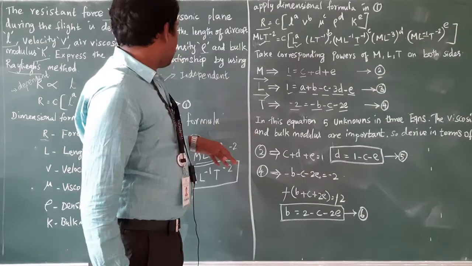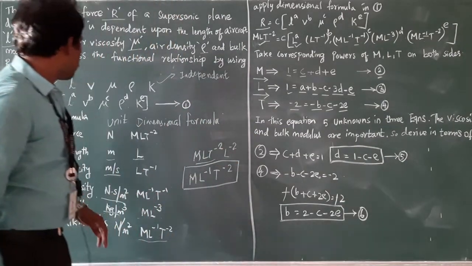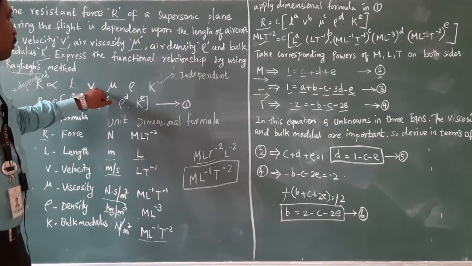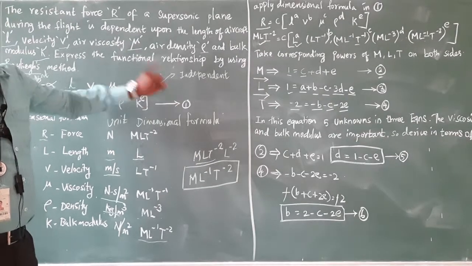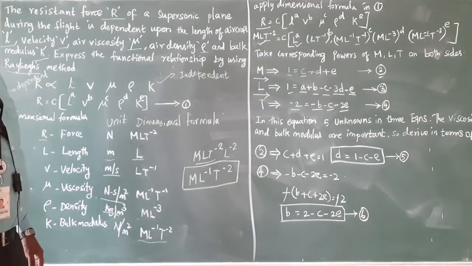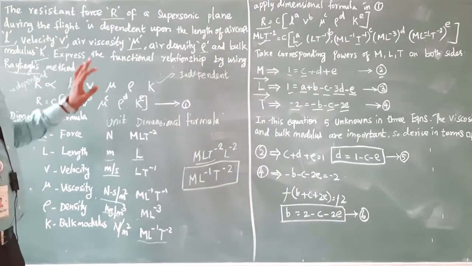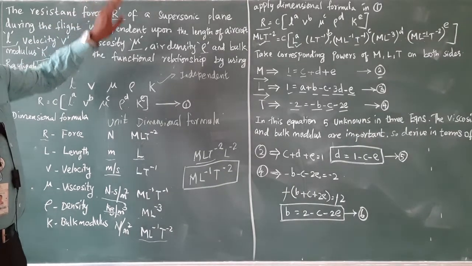In this equation, totally how many unknowns are we having? 1, 2, 3, 4 and 5. So, independent variables are 5 variables and these 5 variables are the unknown values.